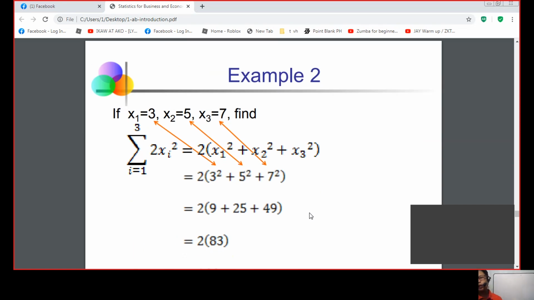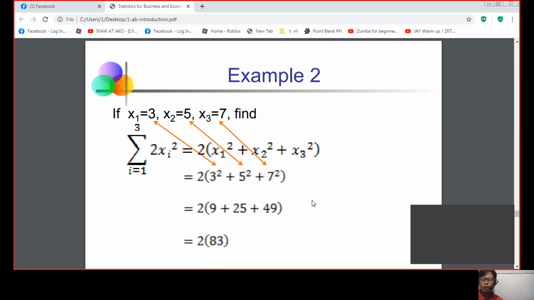Okay, example number 2. Okay. So in this case, meron tayong constant. Okay. So may x sub 1 ka, x sub 2, and x sub 3. So 3, 5, 7 pa rin. You are asked to find the summation of 2 multiplied by x sub I squared, okay, from 1 to 3. I repeat, the summation of 2 multiplied by x sub I squared from 1 to 3.